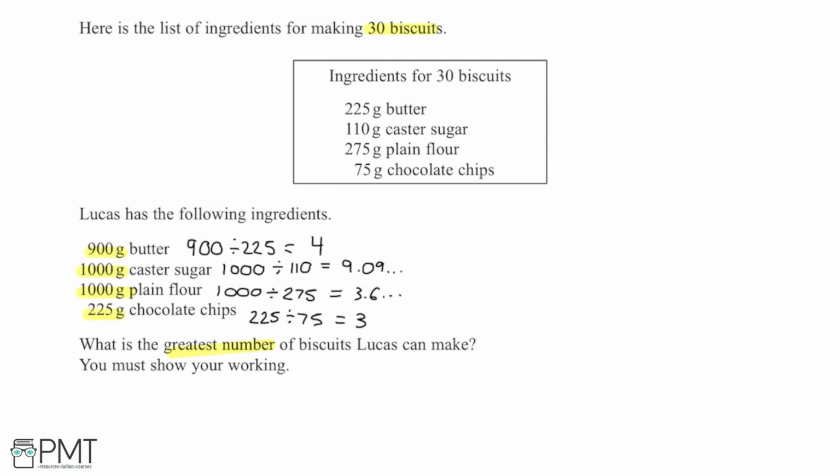So in this instance, if 3 is the lowest, then we can use this to work out the number of biscuits we can make. So if we can make 3 lots of what we're given in the question, which is 30 biscuits, we can do 3 multiplied by this 30 to get an answer of 90. And that is going to give us the correct number for the greatest number of biscuits that Lucas can make. So 90 biscuits is correct.